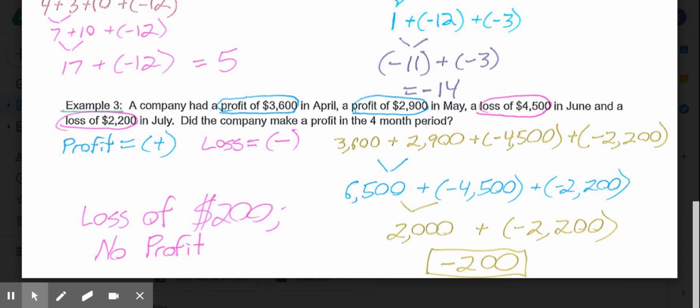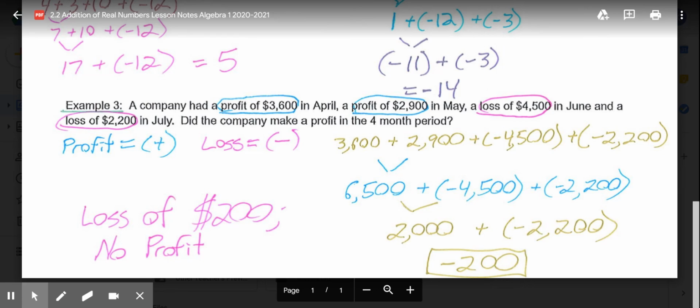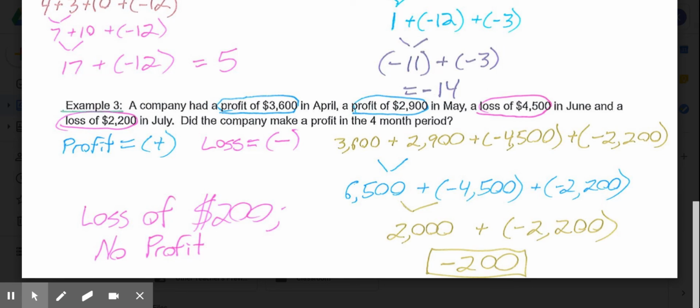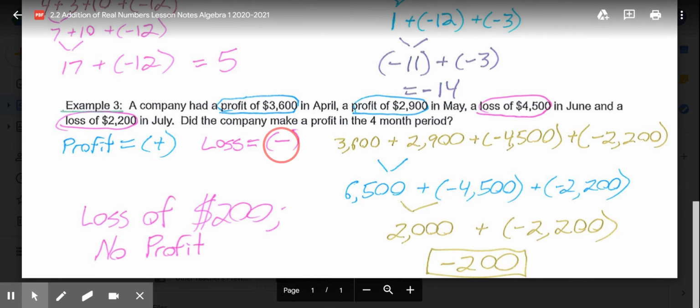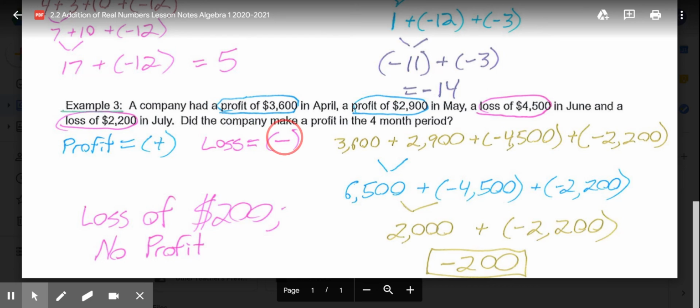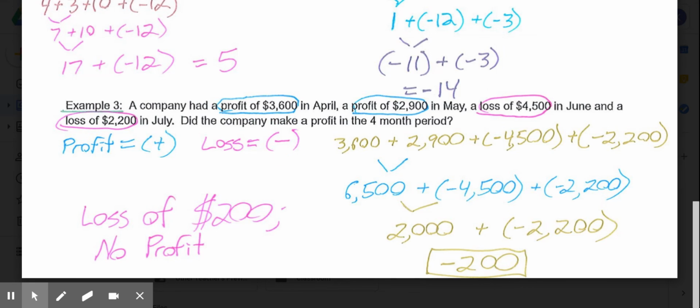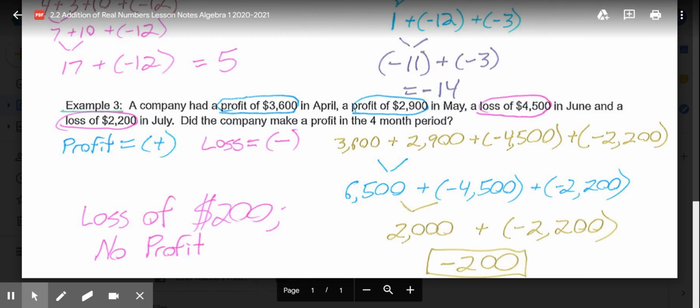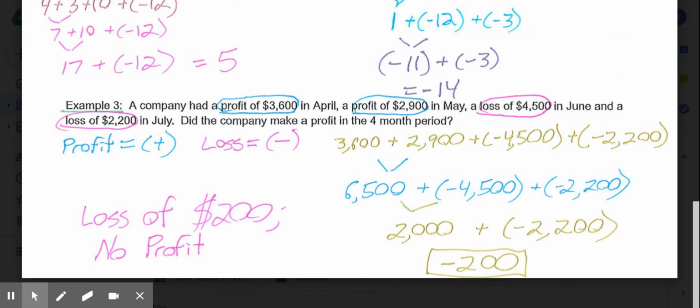And then our final example for today's notes is a word problem dealing with profit and loss. Anytime we hear the term profit, that represents a positive value. Anytime we hear loss, that represents a negative. So the company had a profit of $3,600 in April, $2,900 in May, a loss of $4,500 in June, and a loss of $2,200 in July. Did the company make a profit in the 4-month period?